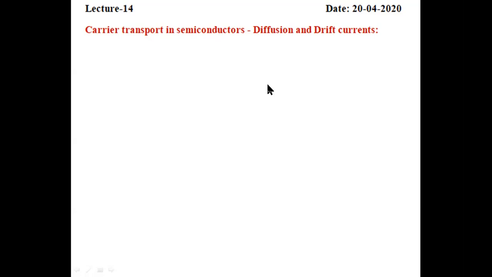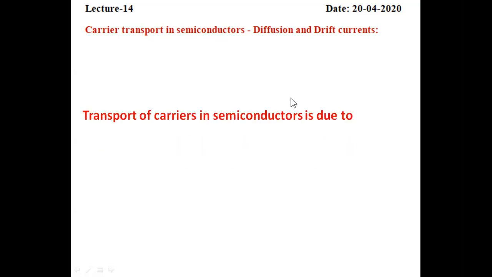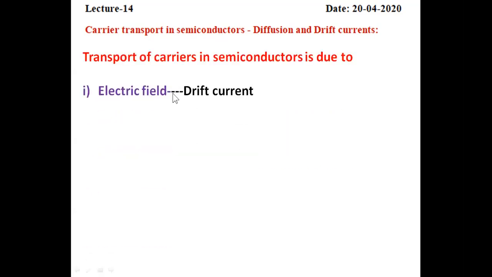As we have seen in our previous lectures, there are two types of charged particles, electrons and holes, present in semiconductors, and these charged particles have to be transported from one place to another place within the semiconductor to constitute current. So in order to transport these charged particles within the semiconductor, we need to have driving forces. As I discussed, the first driving force is the electric field.